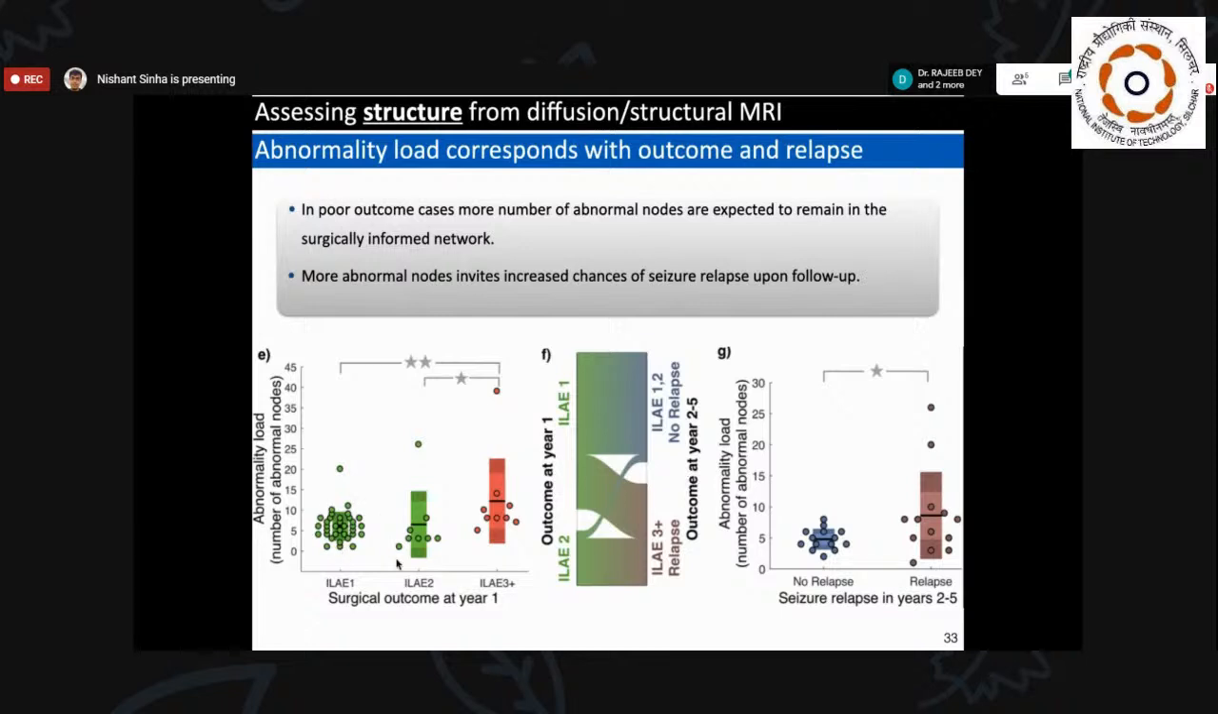And even if these patients had good surgical outcomes at year one, that means they are seizure-free at year one, they are more likely to relapse at a later year. So the seizure may reoccur if the abnormality load in these patients is higher. If the number of abnormal nodes were higher, even if they were seizure-free in the first year after the surgery, they are more likely to have a seizure at a later year.